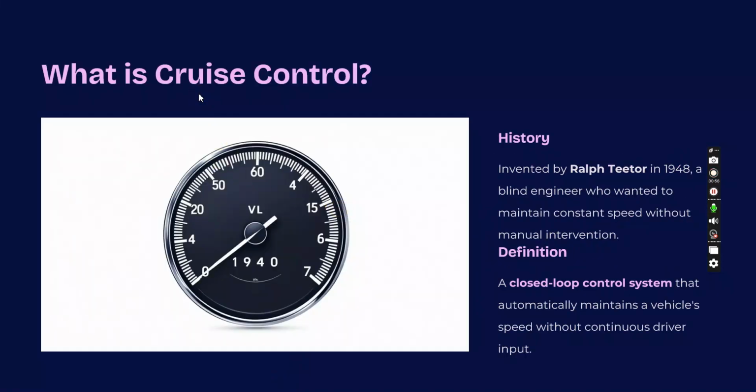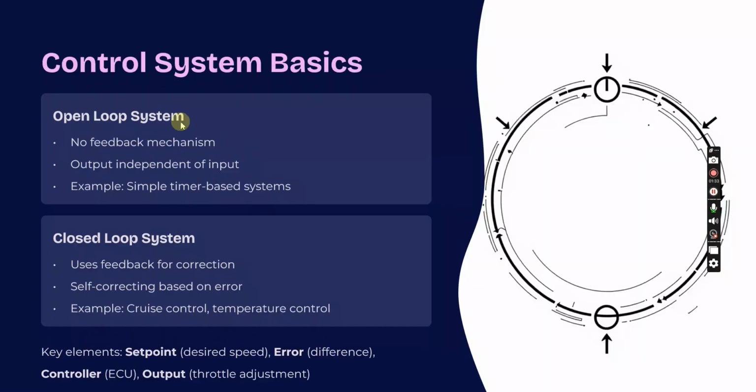It was invented by Ralph Teetor in 1948, who was a blind engineer and wanted to maintain a constant speed without manual intervention. So he invented this cruise control system. Let's talk about the definition of the cruise control system. A closed-loop control system that automatically maintains a vehicle's speed without continuous driver input. So, as we discussed earlier, we don't have to accelerate every time. It will automatically maintain the speed.